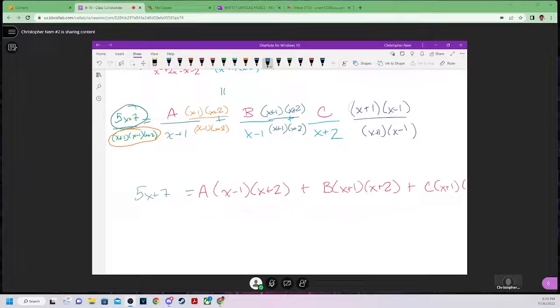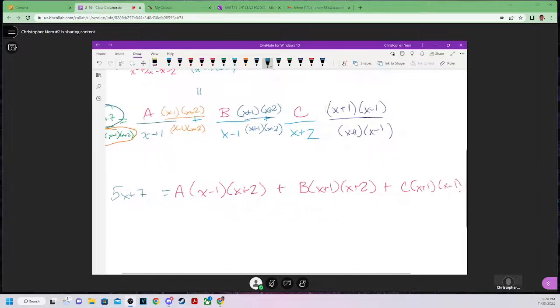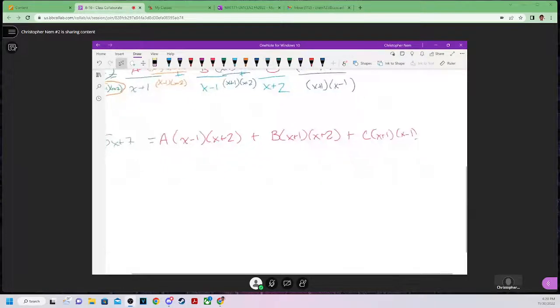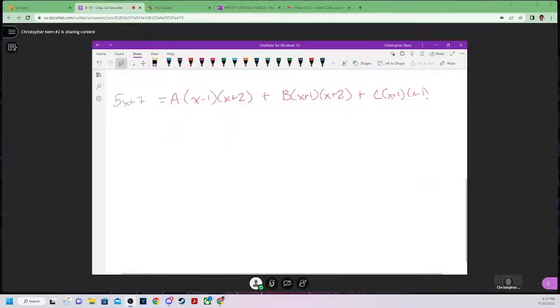Great. How do I solve for A, B, and C now? That is the question we need to answer. Well, even if you don't know how to solve for A, B, and C, everybody here should have an idea of what to do for this problem. If you said FOIL them out, you are right. If you just multiply everything out, you're good to go. So let's multiply everything out.